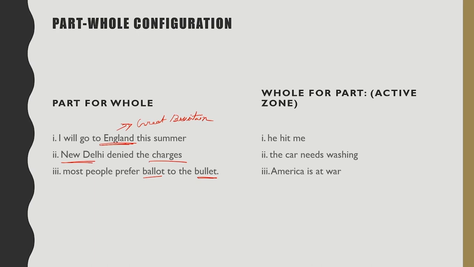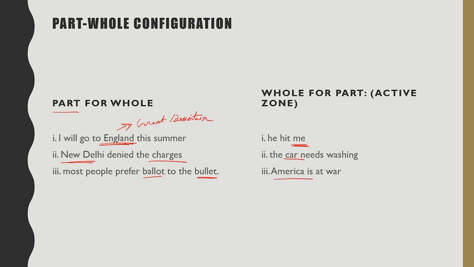Similarly, the opposite configuration is also possible. So, we can exploit not only the part for whole metonymic configuration, but also whole for part. So, he hit me, let us say when there is a boxing match or something of that sort. When one participant is hitting the other person, we do not say he hit his nose or he hit his ears or whatever. Usually we say that contestant 1 hit contestant 2. So, this is whole for part. The whole person does not get hit at the same time, but a more conventional way of talking is using a whole for part metonymic configuration. Similarly, the car needs washing. The whole of the car cannot be washed, as we all know, the internal parts, the engine and everything do not get washed, but we still use a configuration like this.